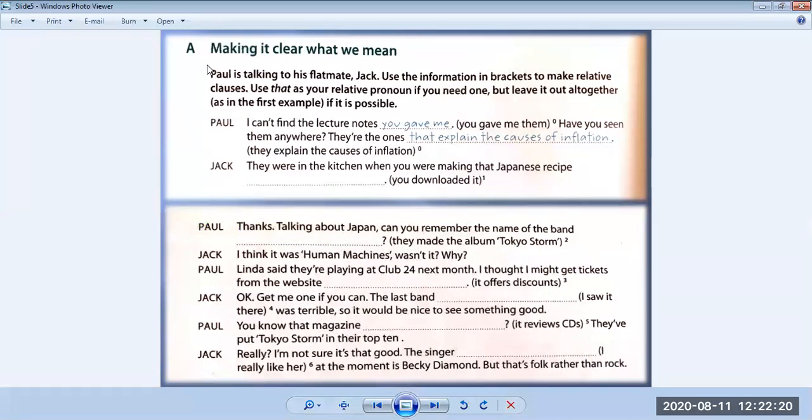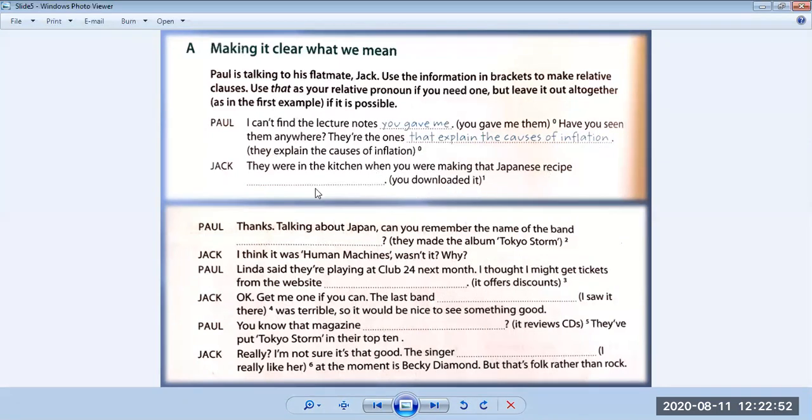So let's see. I can't find the lecture notes you gave me. Have you seen them anywhere? They are the ones that explain the causes of inflation. So we're going to drop what's unnecessary and make the necessary alterations. Here, they were in the kitchen when you were making the Japanese recipe.